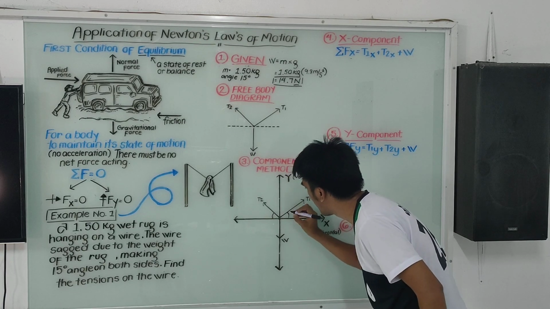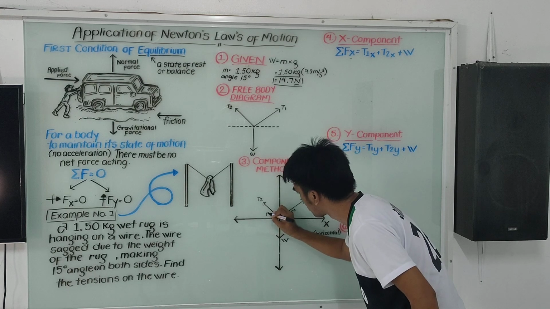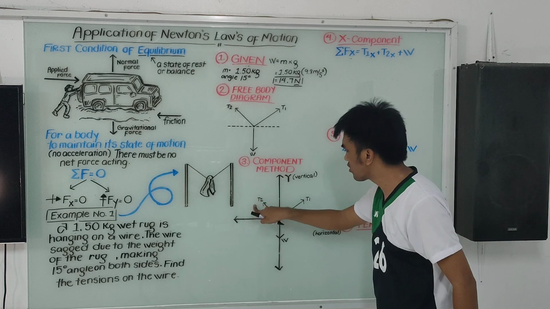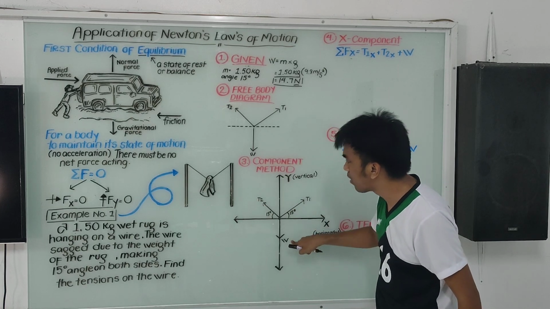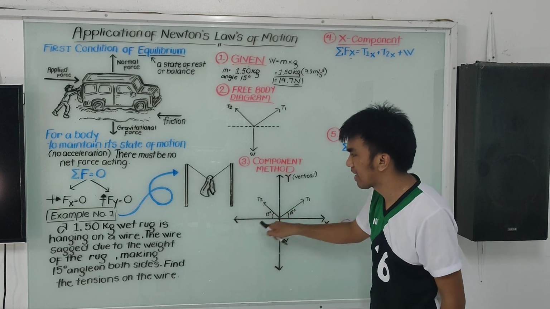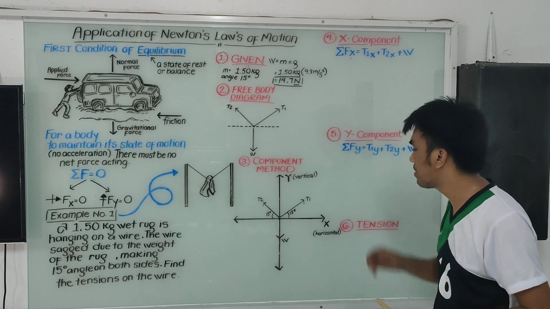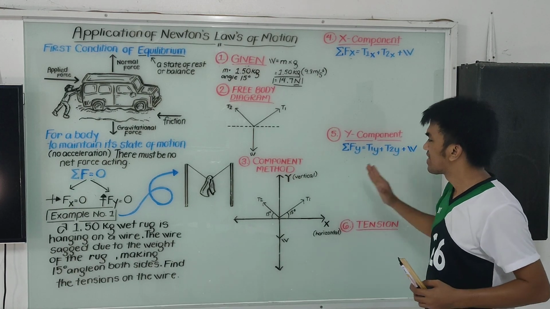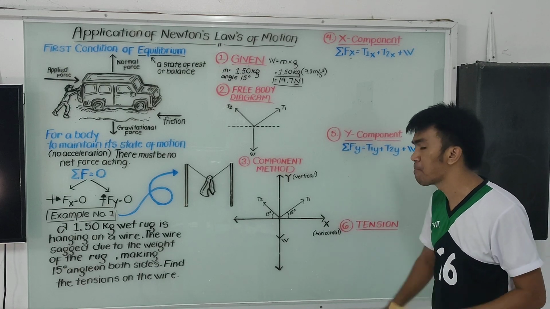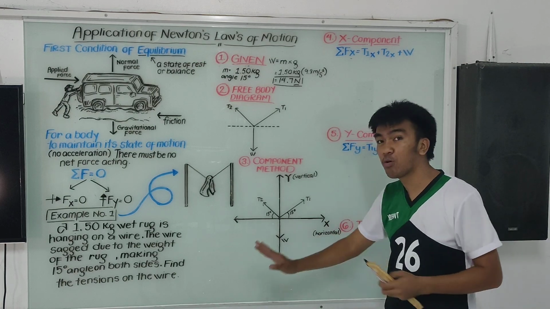So what is our angle? 15 degrees, both sides. So this is tension 1 again, this is tension 2, and then the weight of the rock and the angle, since it's already given. So the angle is 15 degrees. Since we are looking for the x and y components, we need to identify all the x components and all the y components.